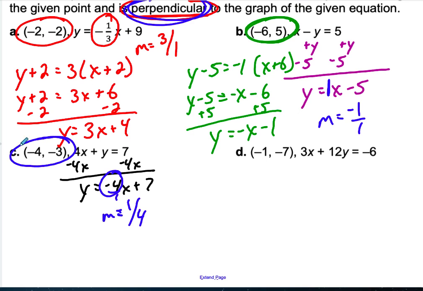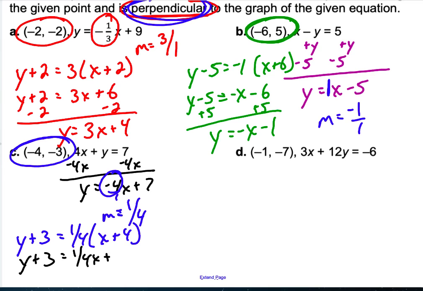It's going to go through the point -4, -3. So y plus 3 is equal to 1/4 times x plus 4. So y plus 3 is equal to 1/4 x plus 1. Subtract my 3, and I get y equals 1/4 x minus 2. That's my new equation. Last one.